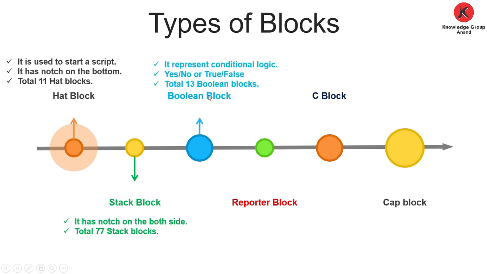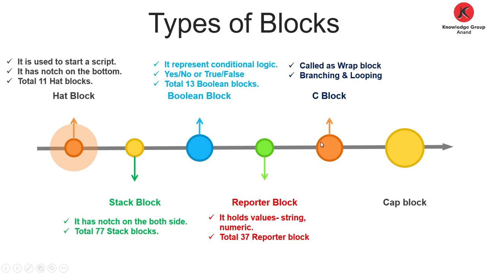Next one is boolean block. It represents the conditional logic. It represents yes or no, or true or false, and there are totally 13 blocks. Next one is reporter block. It holds a value as a string or a number, and there are 37 reporter blocks.